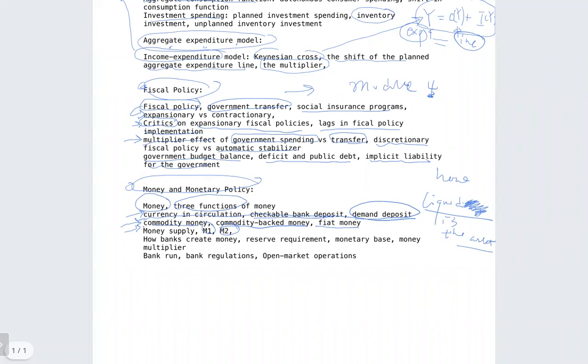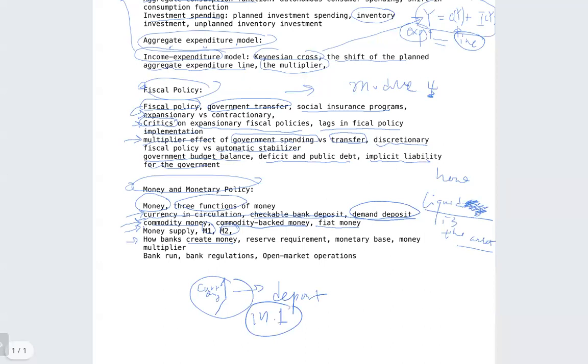And then we talk about how the banks can create money, right? Remember, M1: less than 50%, less than half, is currency. And then the majority is bank deposits, right? So this is called M1. That's the most liquid form of money.